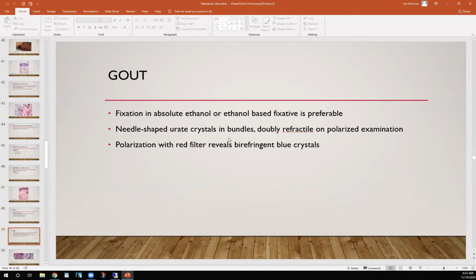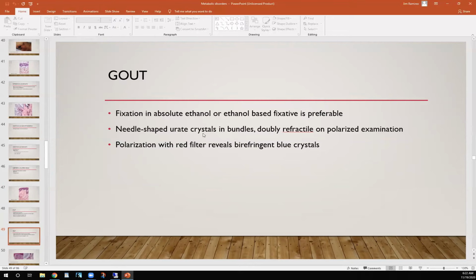There's a lot of talk about fixation in absolute ethanol or ethanol-based fixative. It's true, it does help a lot. It is nice to see that. You can see the crystals very nicely. You can show birefringence, but to be quite honest, even if you don't fix it, it's still a fairly diagnosable disease. You can still make out the crystals. I'll show you examples of what I'm talking about in a little bit.